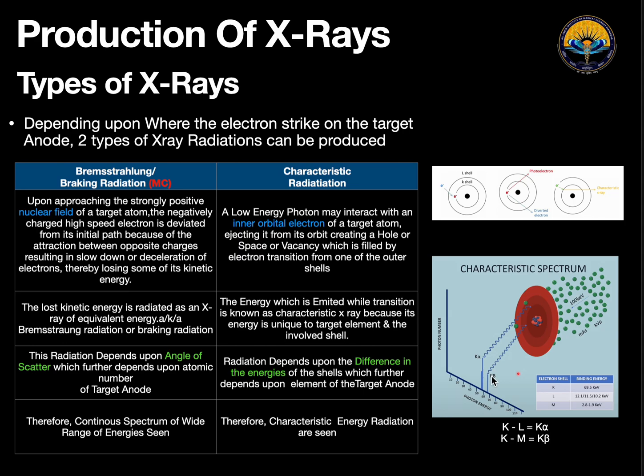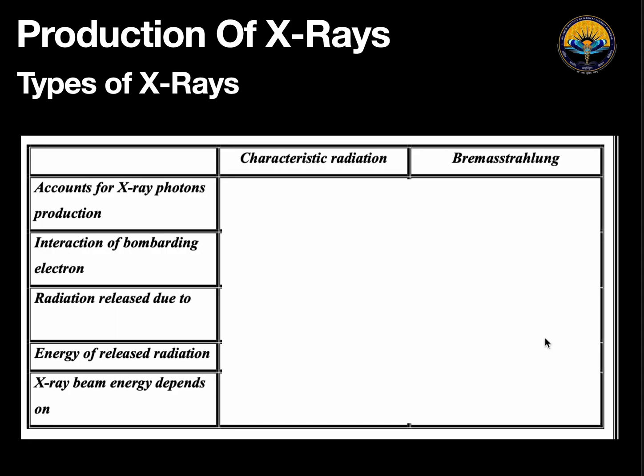What is K beta? K beta is when the vacancy created in the K shell is not filled by an electron from the L shell but from the M shell. So that will be K beta. If it's from L, then it's K alpha. If it's from M, then it's K beta. Now I guess you have understood this. So let's recall: we have characteristic radiation and Bremsstrahlung radiation, which account for X-ray production. We know most of the X-rays are produced by Bremsstrahlung radiation, and a very small percentage by characteristic radiation.